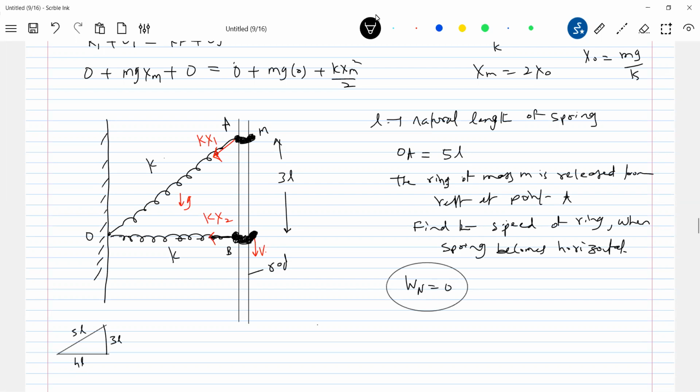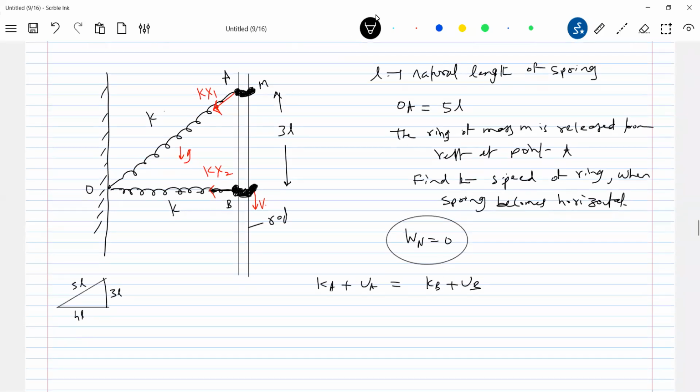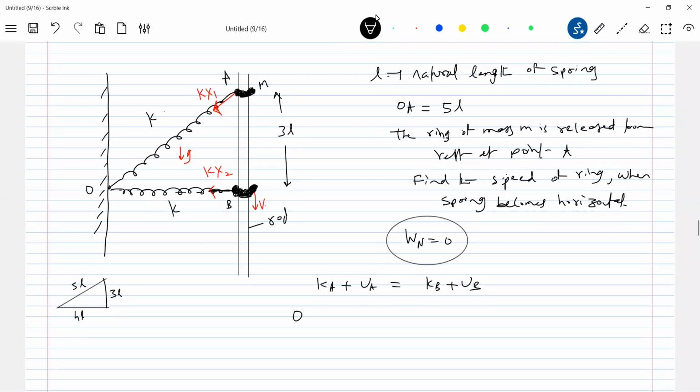Now I'll apply initial Ka plus Ua equals Kb plus Ub. What is the initial kinetic energy? Released from rest, so zero. Initial elastic potential energy of the spring is k x1 squared by 2. Gravitational potential energy is mg 3L, equal to kinetic energy mv squared by 2 plus elastic potential energy of the spring, then gravitational potential energy mg into 0.